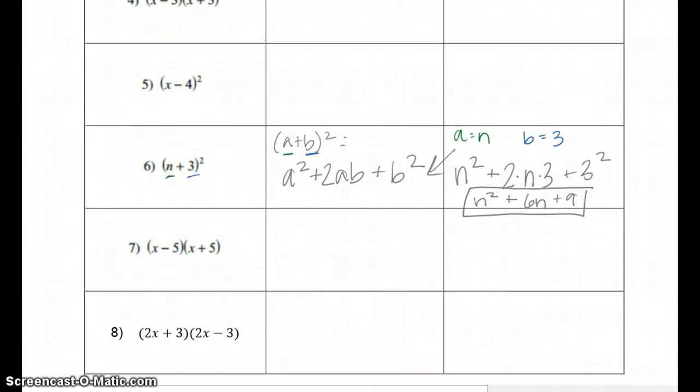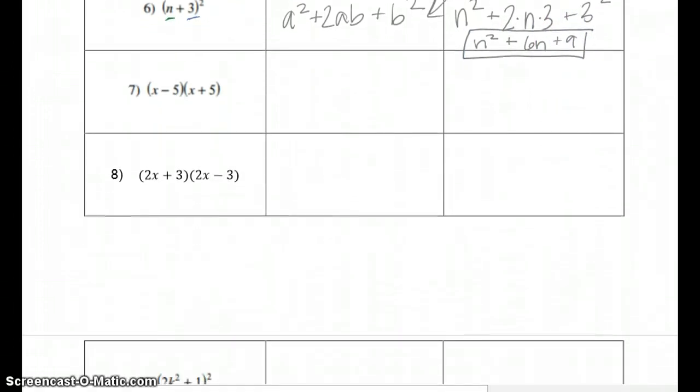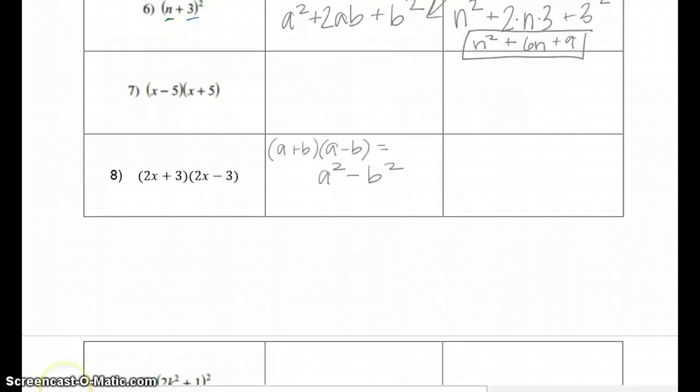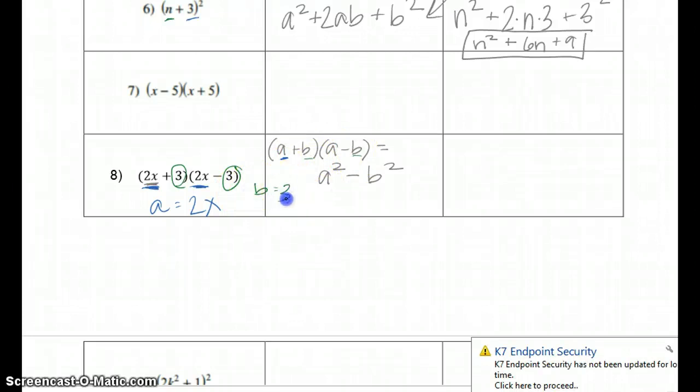Last example we're going to do together is number 8. We have 2x plus 3 times 2x minus 3. So here we're going to use the formula a plus b times a minus b equals a squared minus b squared. Even though we have a 2 and an x in the beginning, that 2x is considered one term, so our a is going to be equal to 2x because we have 2x as our first term in both polynomials. Our second term in each of these polynomials is 3, so our b here is going to be equal to 3.